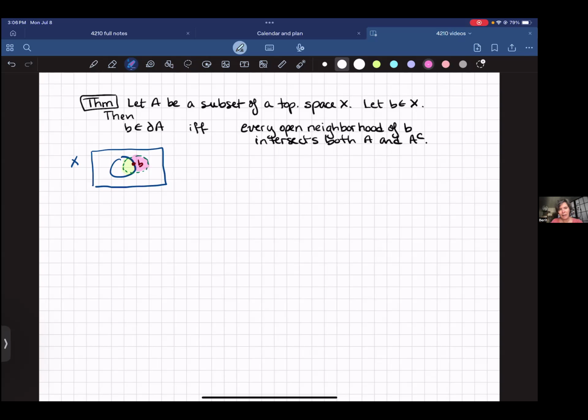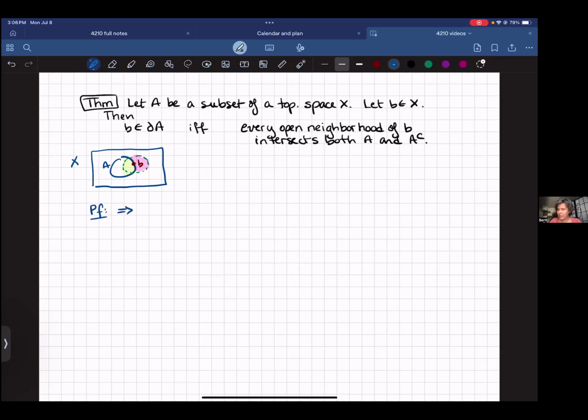So every open neighborhood, which means an open set containing B, has to look like this, where it has some points in A and some points in A complement. In a way, that's saying that B is both close to A and close to A complement. All right, let me just label that. That's A right there. And the statement is an if and only if statement. So to prove it, we have to do two directions. So we'll start the proof.